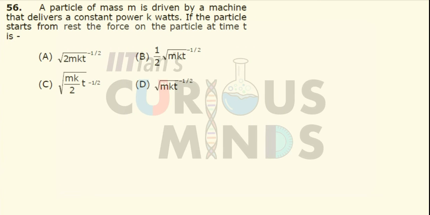A particle of mass m is driven by a machine that delivers a constant power of k watts. If the particle starts from rest, the force on the particle at time t will be equal to what? Now understand that the power will be given as F into V. At any point it will be given as F into V.